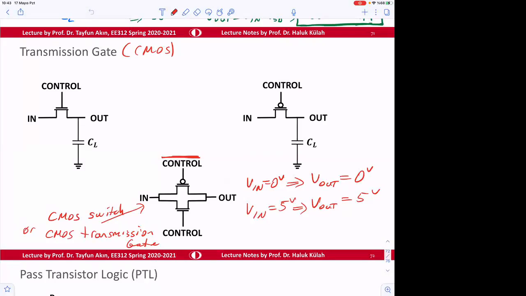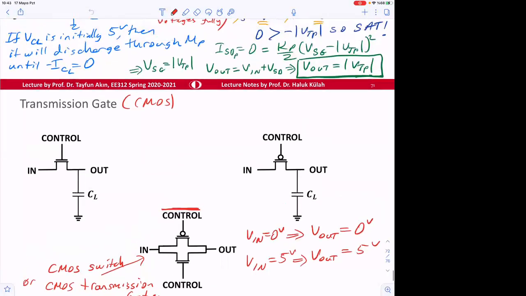Again, we were covering pass transistor logic.